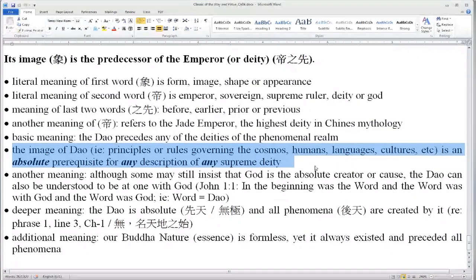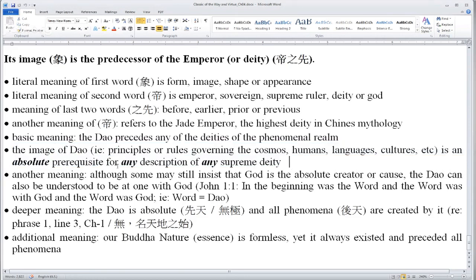Similarly, in order to create the universe, there has to be an underlying governing rule, a rule structure, or you can say a language or a code. That code or language precedes, comes before anything else, even the cosmos or the notion of a deity or God. So that's the parallel. That's what I mean.